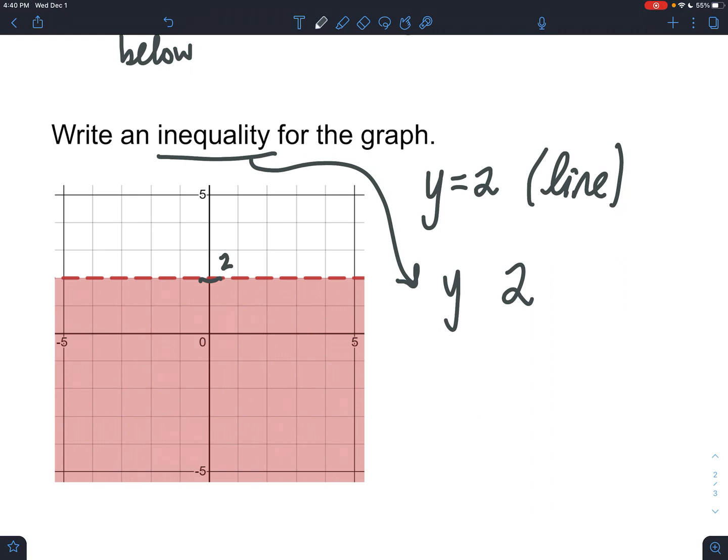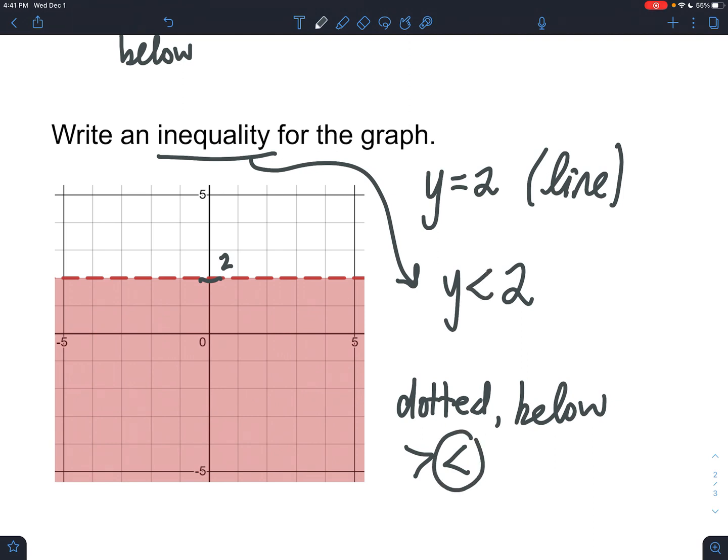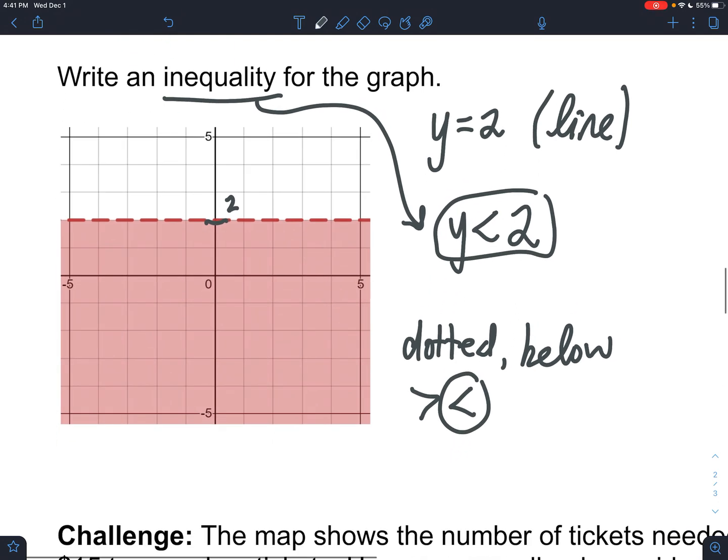Now, the inequality, though, I have to pick a sign. Is it above or below? Is it dotted, solid? And that sort of thing. Well, this one is dotted and below. So knowing it's dotted means it's one of these two. But below is going to be a less than idea. So that's the inequality for this graph.